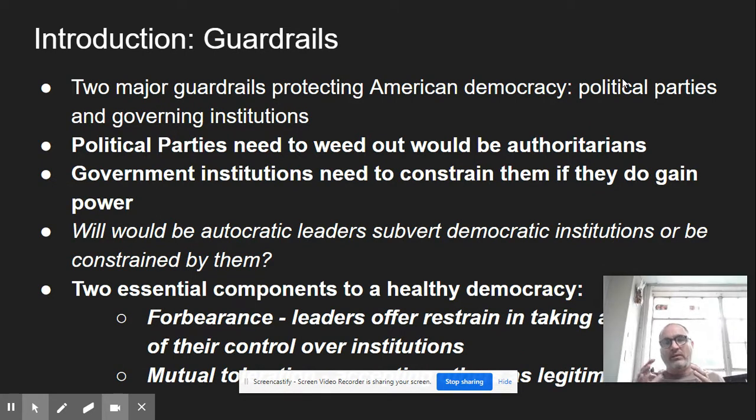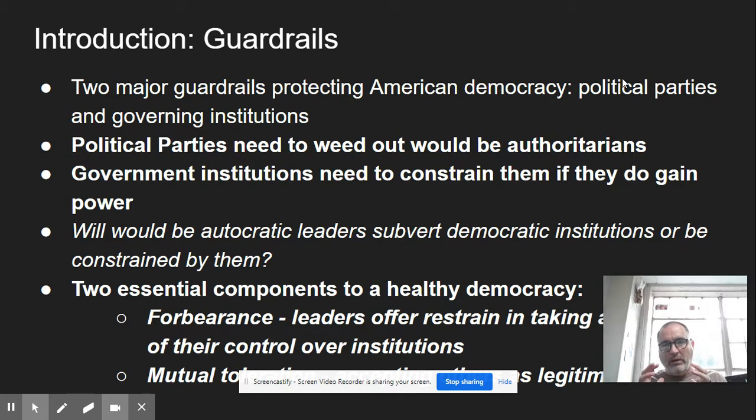So that's a lot of the introduction. Don't get bogged down when they're talking about Venezuela or Germany or Italy or some of the other countries they talk about. Don't let that take you off the track. They're only using that conversation with these other countries to illustrate a point. The conversation about these other countries is to help illustrate how democracies fail, right? That these democracies fail through democratic means. So in American democracy, we have two guardrails. We have two things that protect American democracies: political parties and governing institutions.